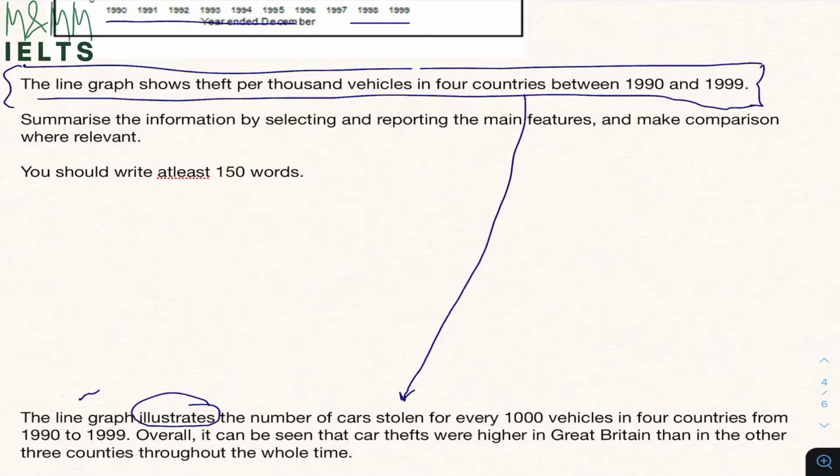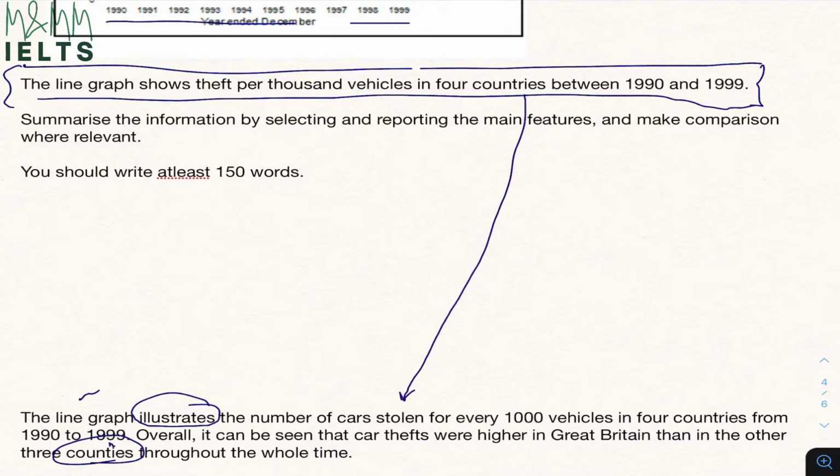And then I put another sentence. Overall, it can be seen that car thefts were higher in Great Britain than in the other 3 countries throughout the whole time. Okay, so there's a bit of a spelling mistake over here, but countries, that should be the correct spelling. And this is what I would be doing in the real exam as well. Once I've typed down my summary, I will definitely proofread my answer, and if I find any spelling mistakes, I would correct them. That's why when you are given 20 minutes, you have to make sure you finish your answer in 15-16 minutes, just so that you can utilize the remaining couple of minutes to proofread and avoid any silly spelling mistakes.